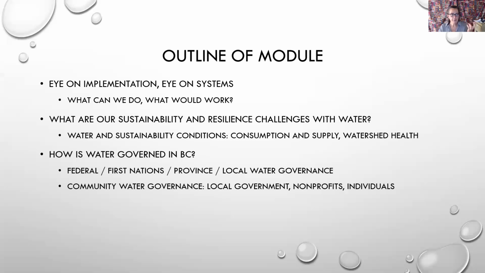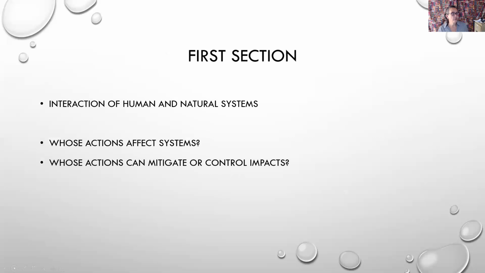And then the next piece is, what are our sustainability and resilience challenges with water? How do we think about that in a watershed governance framework? And then I'll address as we go through, how is water governed in BC by all the different watershed governance actors, and in more detail, how do local communities govern water? What's their part?